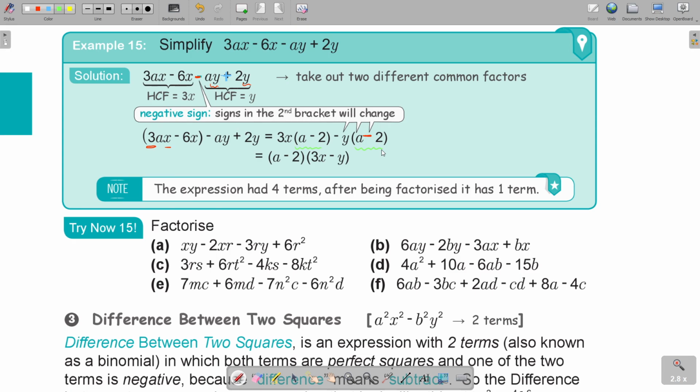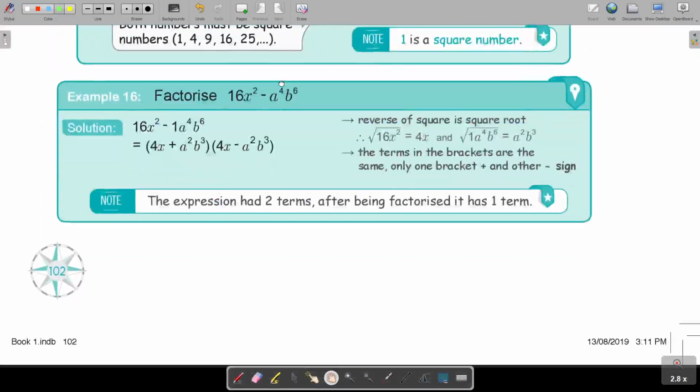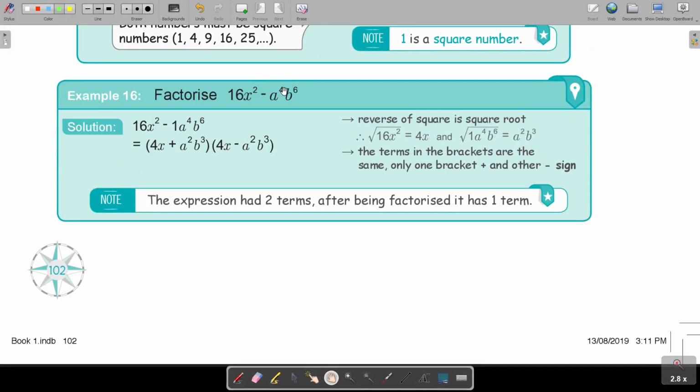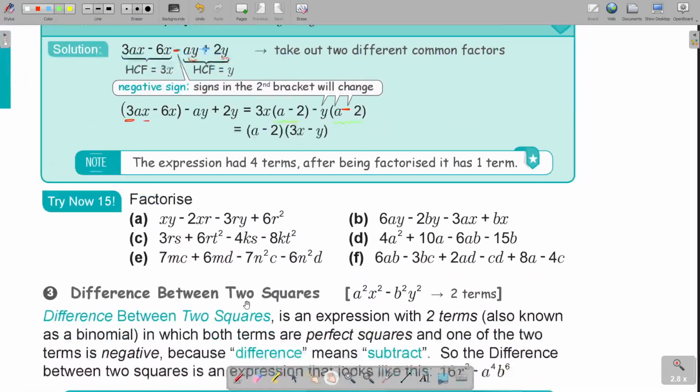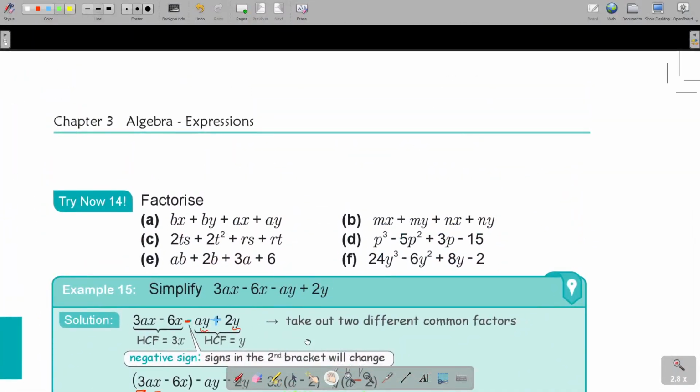And again, it was 4 terms. And after I factorize it, it's just 2 terms. How can I test it? I can multiply out and then I must get that again. Okay, so this is the one I wanted you to see. I can just tell you the page again. I don't know if I said the page before. It's on page 102 and it's expressions, algebra, so it's chapter 3.